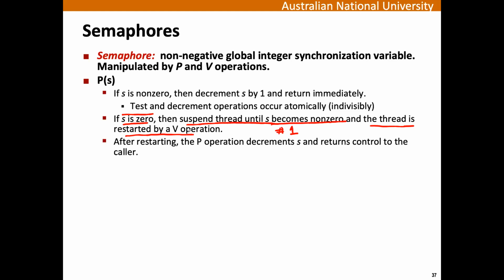And once you make a system call, you trap inside the kernel, and the kernel has full control over whatever the thread is doing. It can suspend the execution of the thread. It can preempt a thread, start another thread. So it can do all those things. And after restarting, the P operation decrements S and returns control to the caller. Okay, so these are the semantics, the meaning of the P operation.